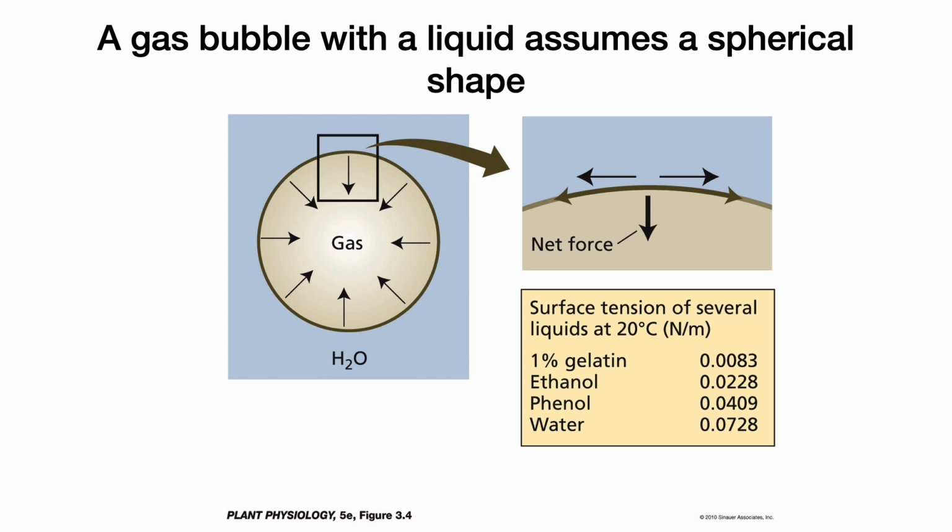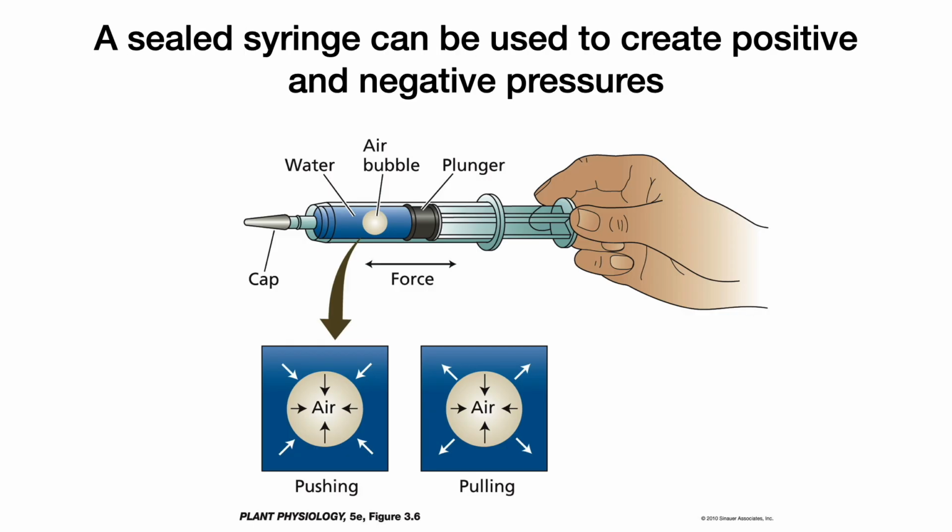This is the result of the surface tension that acts on that liquid-gas interface. Water has an extremely high surface tension compared with other liquids at the same temperature. We can see that a sealed syringe with an air bubble inside of it can be used to create positive and negative pressures.